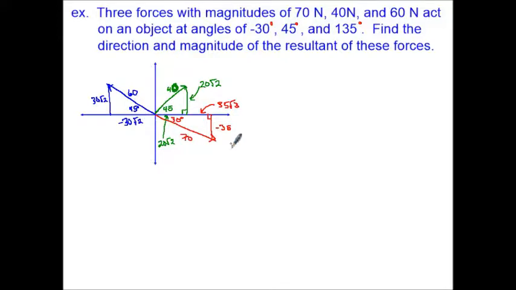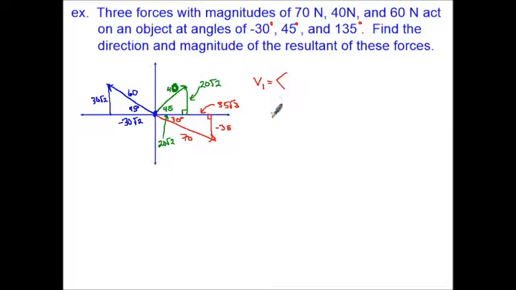Okay, so basically there's a picture of all 3 of our forces acting at the same time on this one object that's sitting at the origin. So the question is, what's the direction and magnitude of the resultant of these guys? Well, the resultant basically just means the sum. So what I need to know is the component form of all of our vectors.